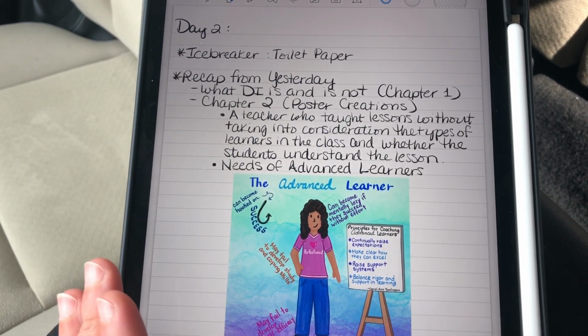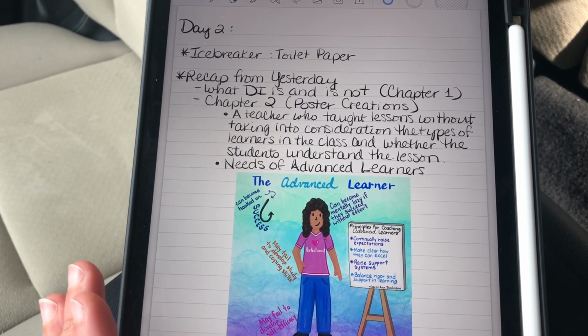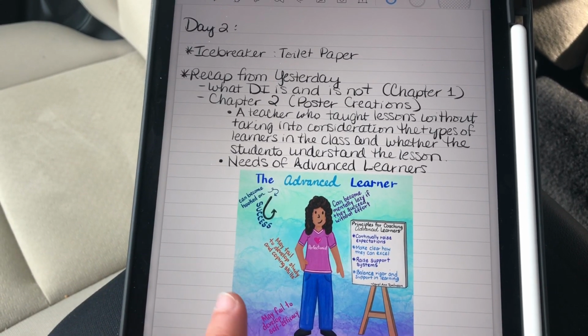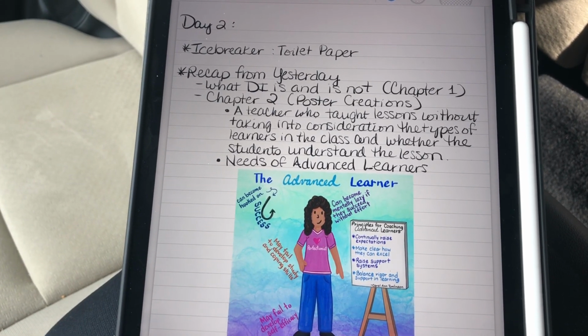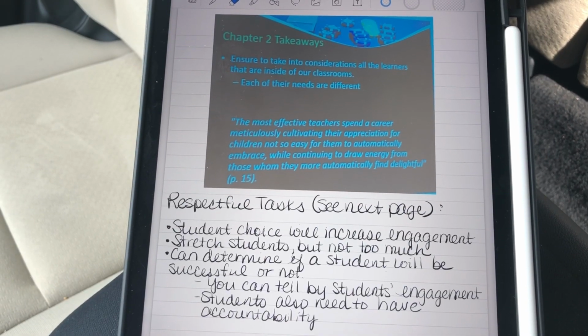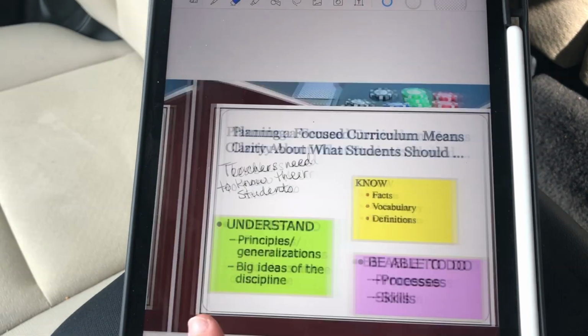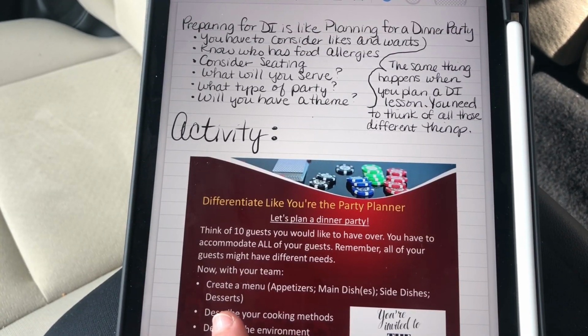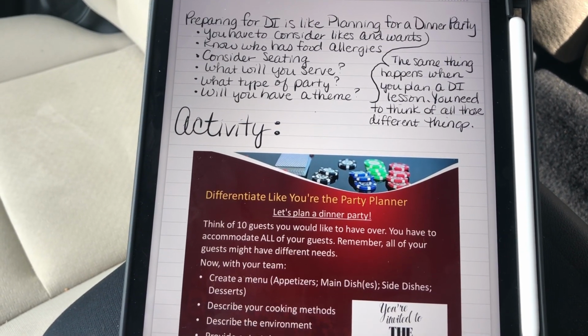Basically, they told us to pick as much toilet paper as we thought we would use, and on every square we had to write a fact about ourselves, and that's what we used to introduce ourselves or learn a little bit more about ourselves. We talked about respectful tasks. Just going to keep going, and again, if you have questions you can just ask me.